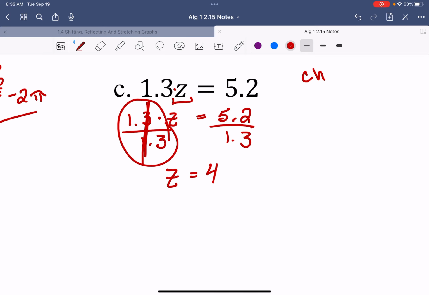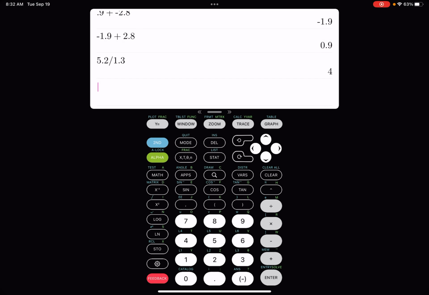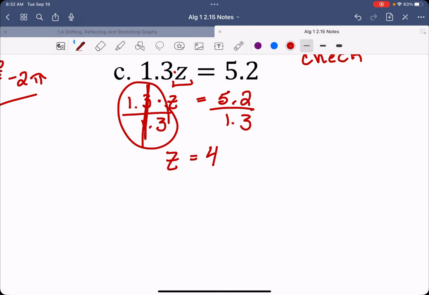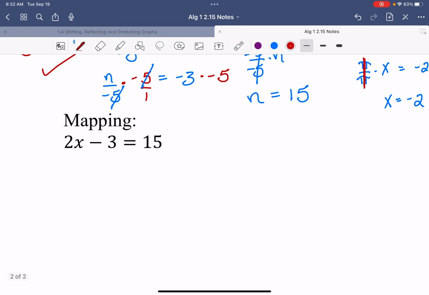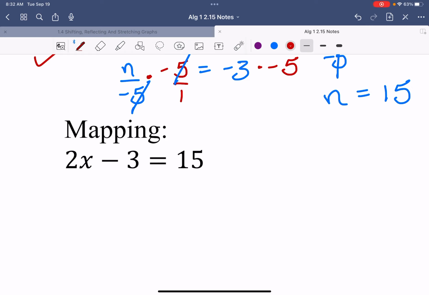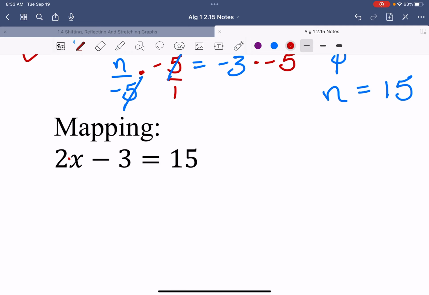Again, check it. And very often your check can just be a calculator. Take 1.3 times 4, and I do, in fact, get 5.2. Okay, these checks are pretty straightforward. We're going to get into two-step equations now, which the checking is a little bit tougher. Okay, so I'm going to show you a method of solving two-step. This is a two-step equation because there's two things going on. I've got a multiply, and I also have a subtract, which I'm going to come in. First thing I'm going to do is rewrite that subtract. 2x plus a negative 3 equals 15.